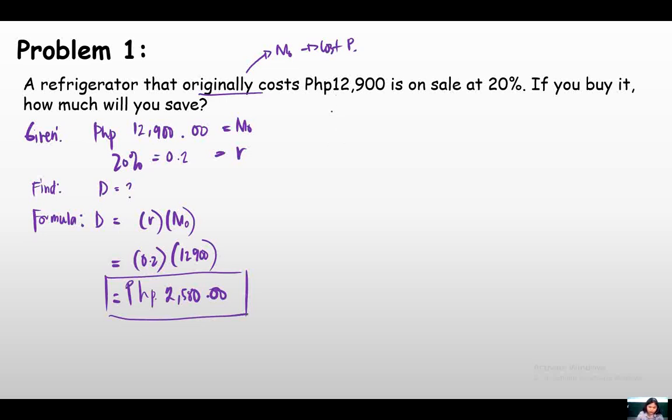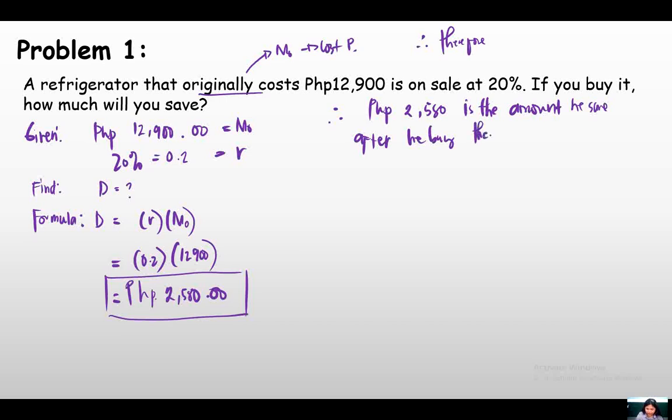By the way, the three dots symbol stands for "therefore"; it signifies a conclusion. So therefore, 2,580 is the amount he saves after he buys the refrigerator.